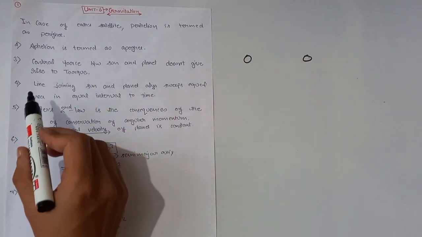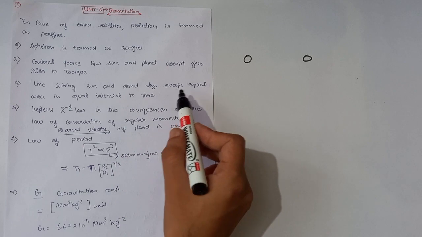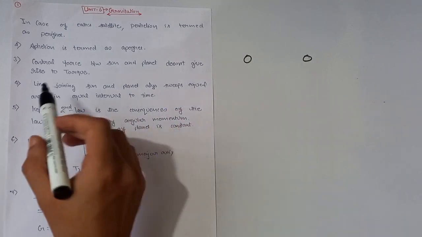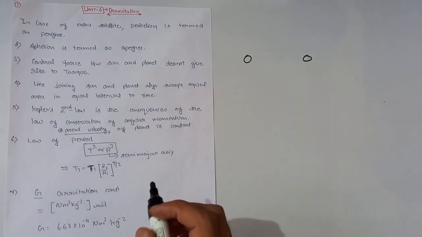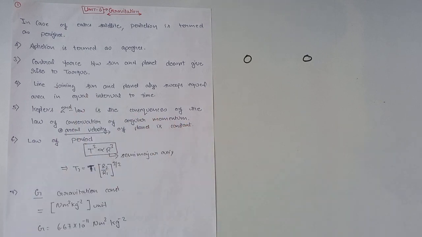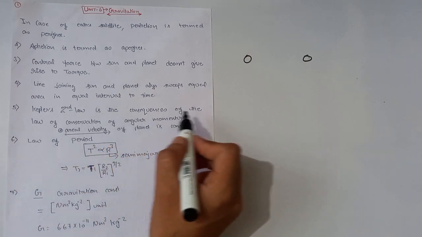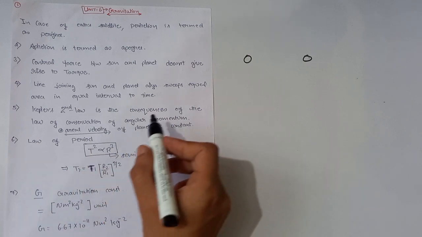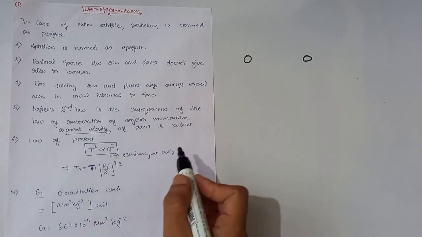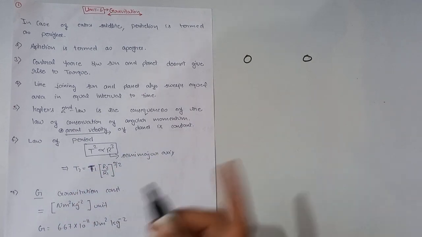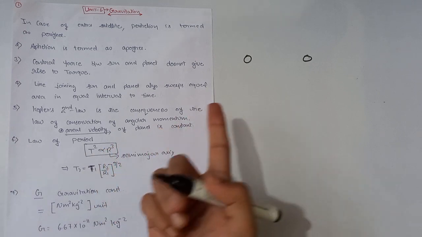Our next key point, the line joining sun and planet always sweeps equal area in equal interval of time. This is Kepler's second law. And Kepler's second law is the consequence of the law of conservation of angular momentum. That is, the areal velocity of the planet is always constant. What does this imply? Areal velocity of planet is always constant.